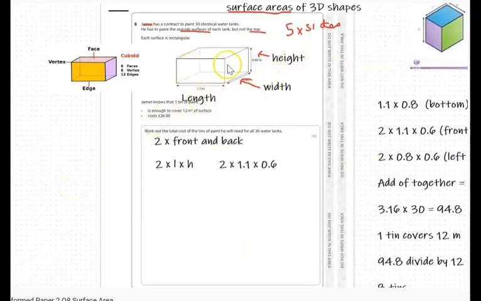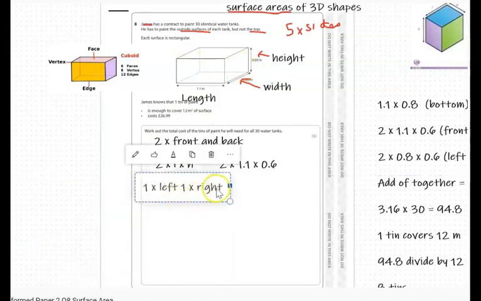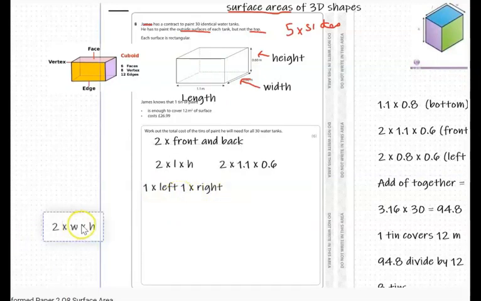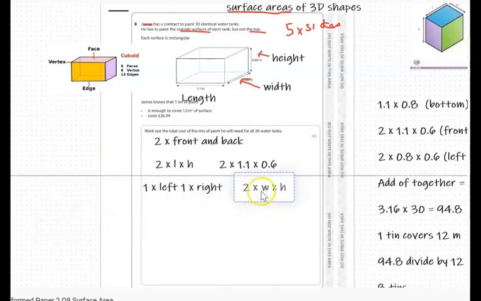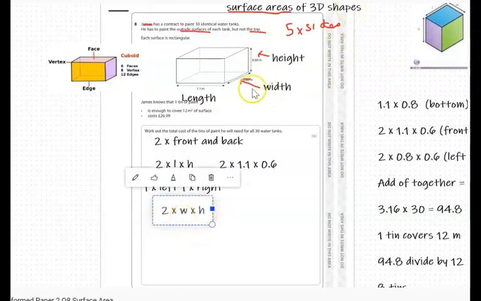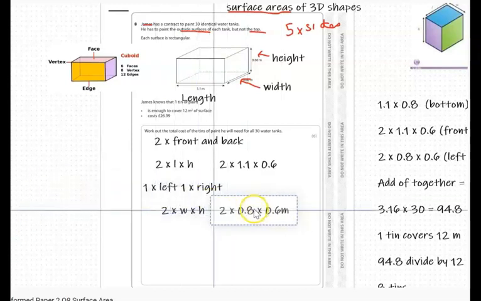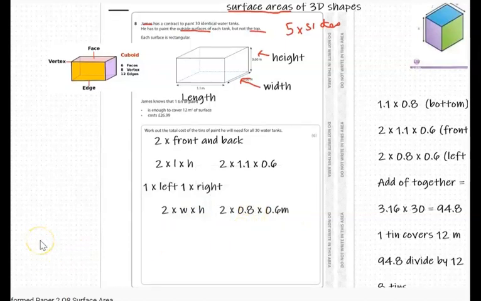Next we have to do the 2 ends. So that's right, that's left. We've got 1 times left, 1 times right. They're exactly the same, so we can group them together. So that would be 2 times width and height. So width there and then height. The measurements associated with that is 0.8 times 0.6, and there are 2 of them.